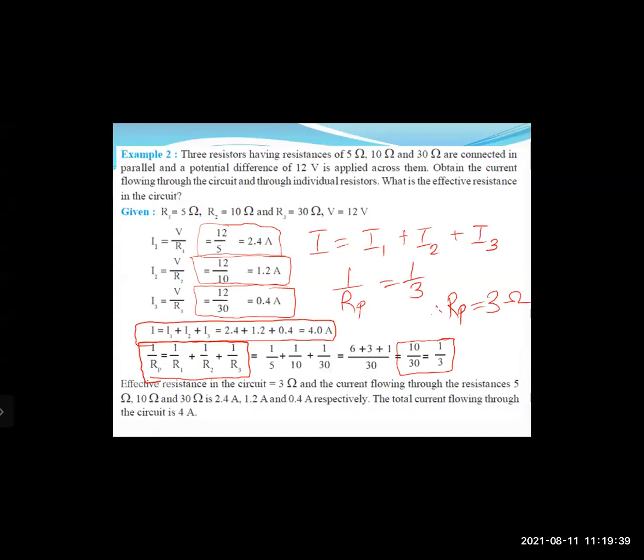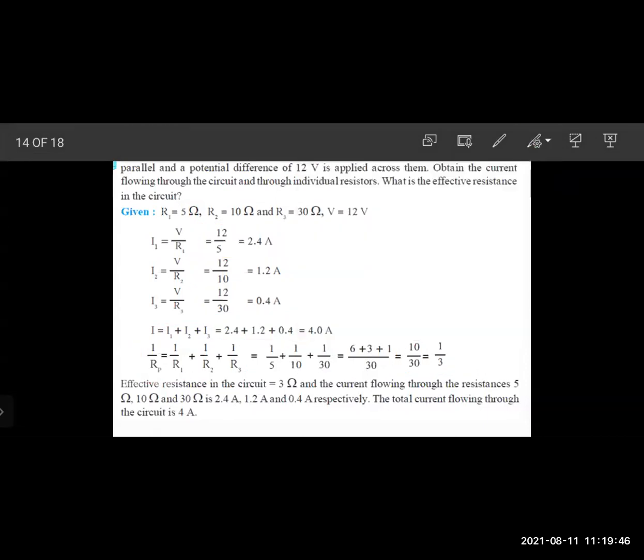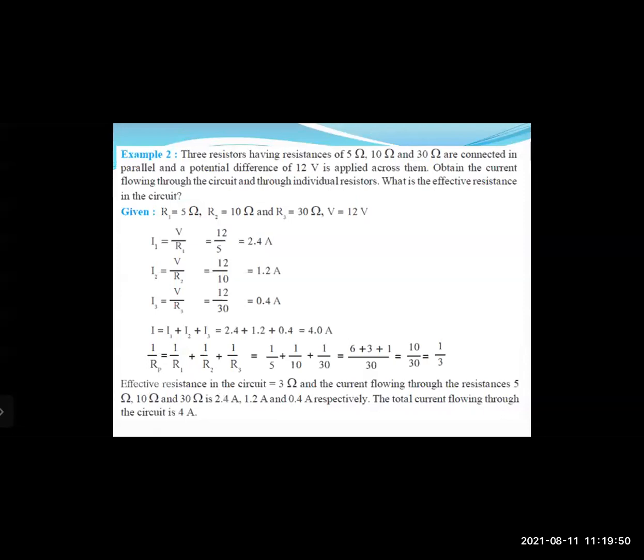So now we have to write down the answer in the statement form, right? In the statement form, see what is written. Effective resistance in the circuit is 3 ohms. And current flowing through the resistors 5 ohms, 10 ohms, and 30 ohms is 2.4 amperes, 1.2 amperes, and 0.4 ampere respectively. And the total current flowing through the circuit is 4 amperes, right?